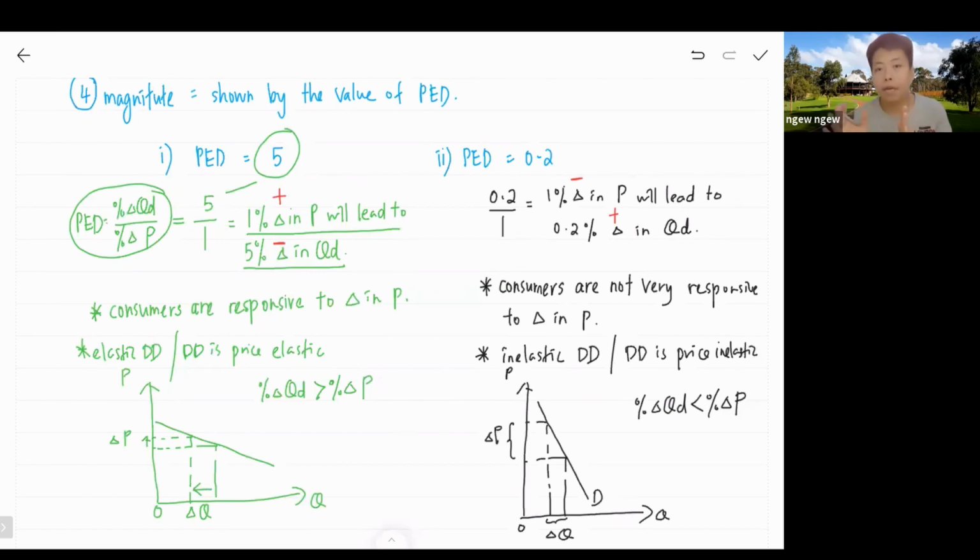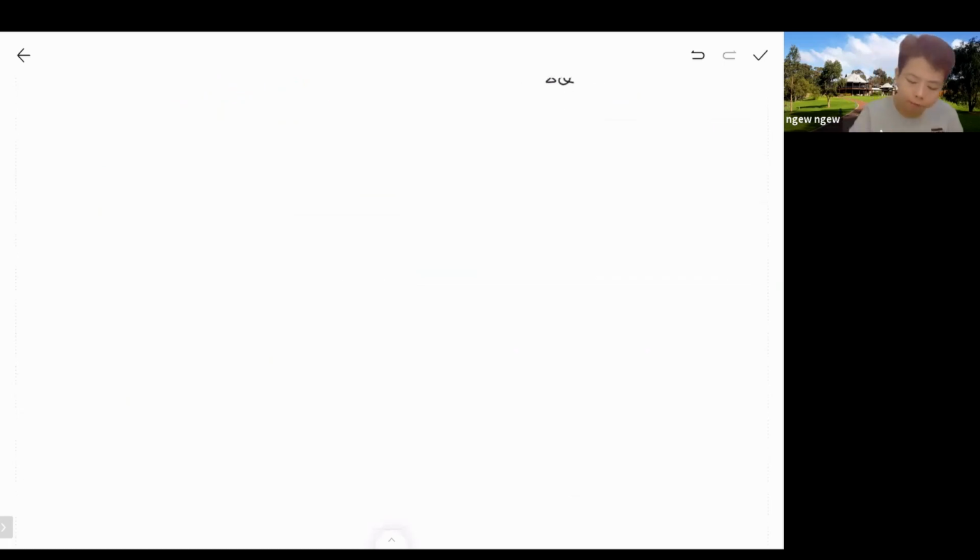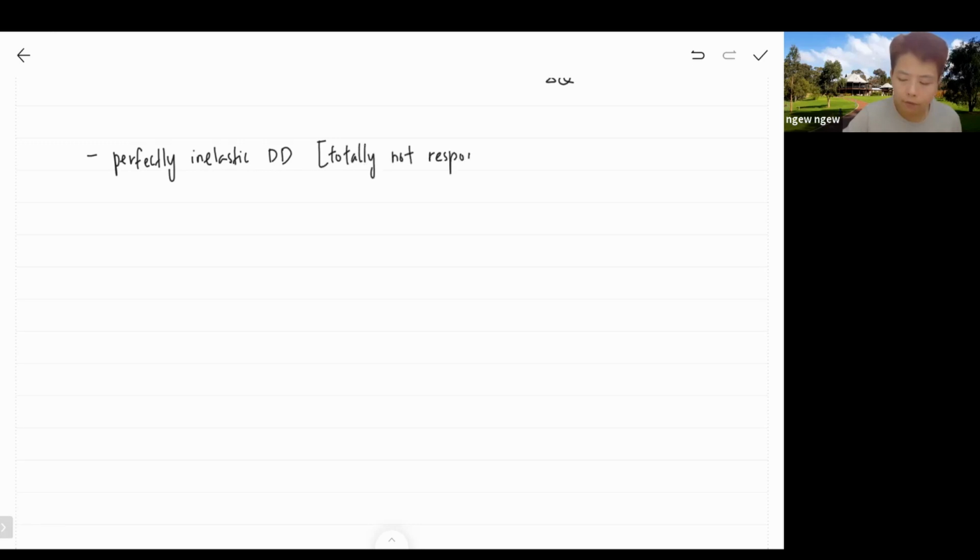For PED and PES, we will break down the magnitude into 5 levels. So, we have the first one. We call it perfectly inelastic demand. From here, you can see perfectly inelastic means totally not responsive, which means consumers are totally not responding to changes in price.